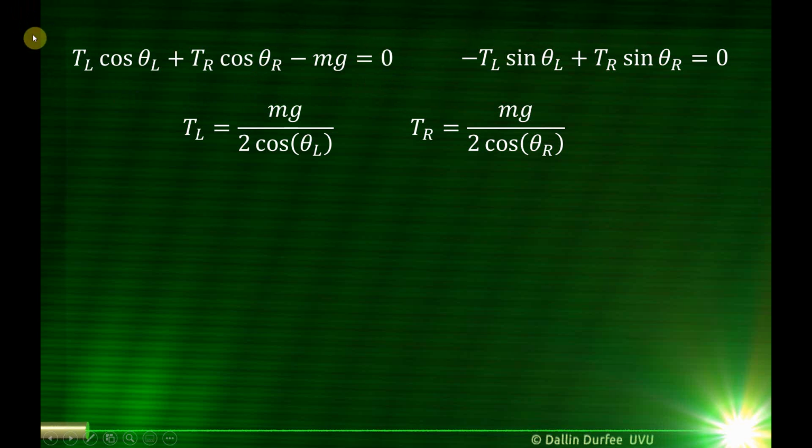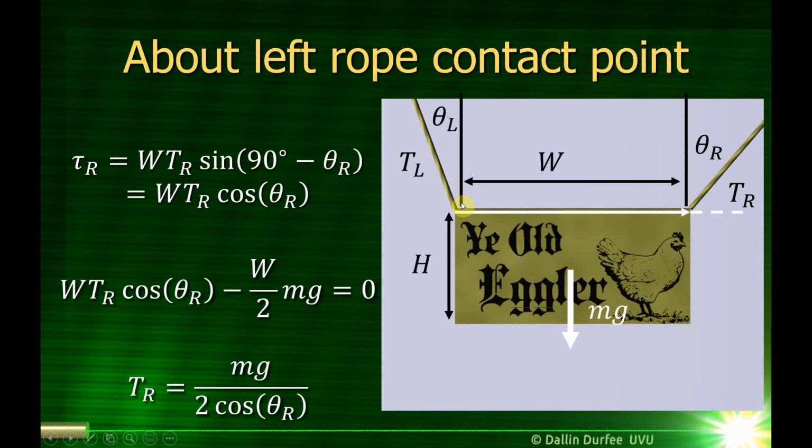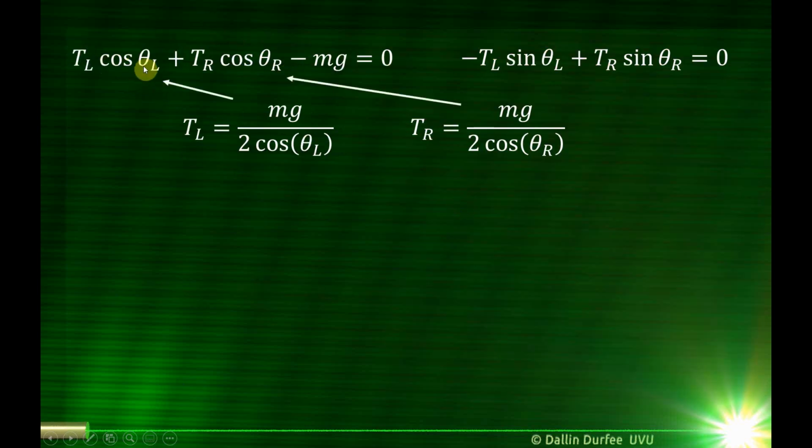Remember we found these earlier: the y component of the net force has to equal 0, and the x component of the net force has to equal 0 as well. I'm going to take these solutions we found and plug them in for tension left and tension right. When I do that, notice that the cosines cancel out, and I'm just left with mg over 2 plus mg over 2 minus mg equals 0, and that works. So the solutions we found work with the y component of force being 0.